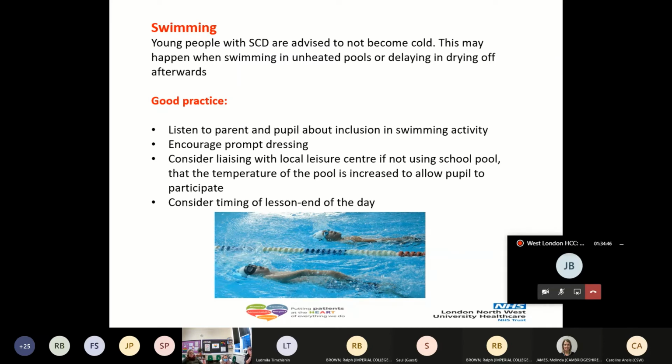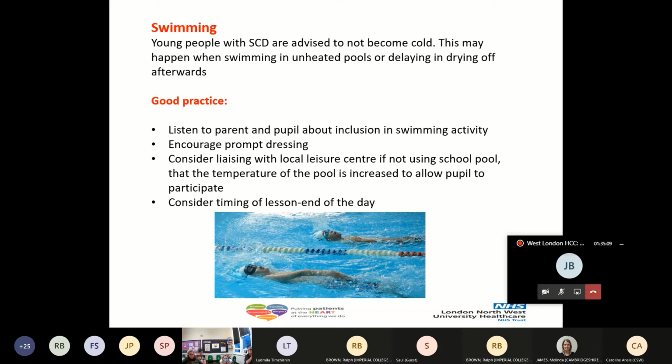So swimming. Some people think if you have sickle cell disease you can't go swimming, but that isn't true, you can. But obviously again it can become a problem, and the problems really arise if they're swimming in pools that aren't very warm, or if there is a delay in drying off afterwards, which we know children often dilly-dally and are slow getting dry.